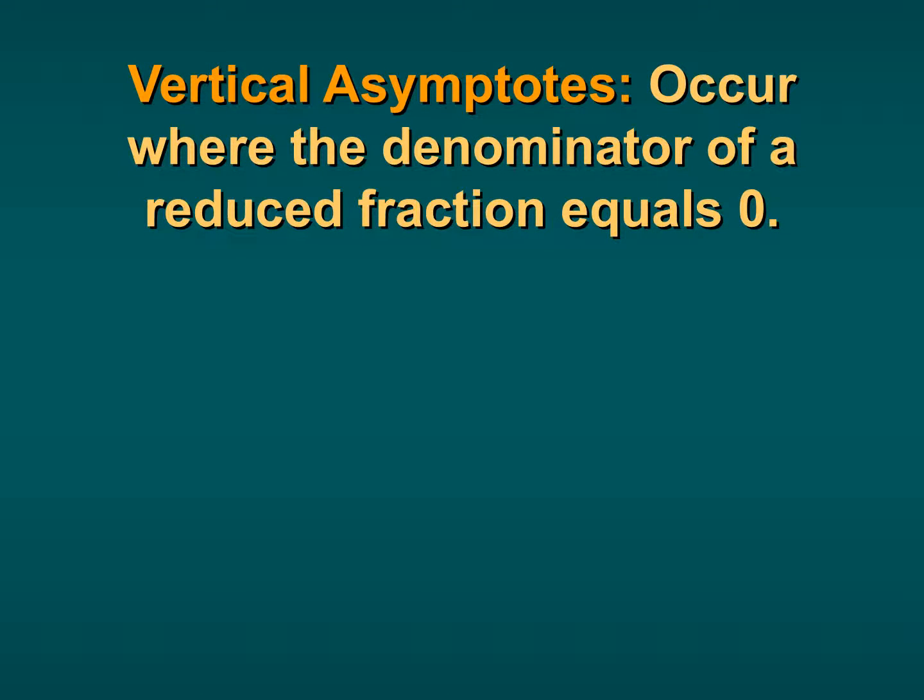So there are a couple of different types of asymptotes. There's horizontal, there's vertical, and there's oblique. A vertical asymptote occurs where the denominator of our reduced fraction equals 0. So you're going to take your rational function, see if you can reduce it, and after you reduce it, you'll take your denominator and set it equal to 0. You're going to solve for x, and that will give you your vertical asymptote.